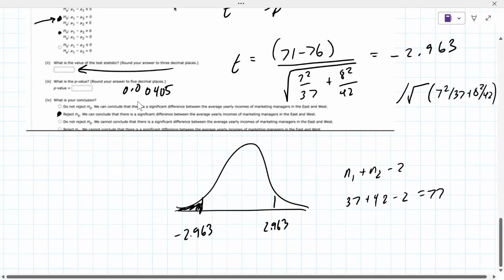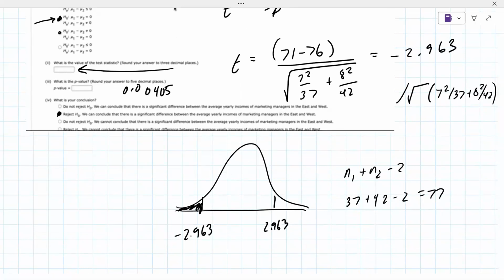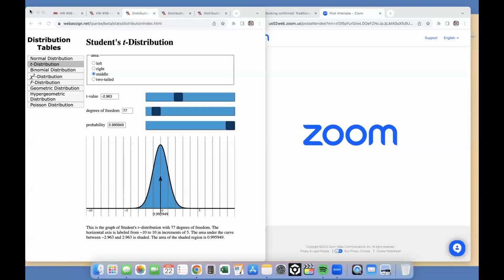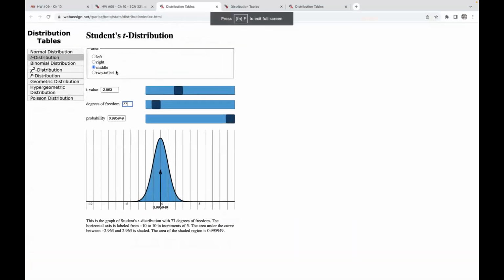Wait, can I share my screen? Because this is what I typed in and I don't know if this is right. Sure, go for it. I just want to make sure I'm doing the technology right. So it's not a middle, it's two-tailed. Oh, here it is, that was my mistake. Okay, 0.00405. Let me know if that's wrong, because then we can adjust. Yeah, I will put that in.